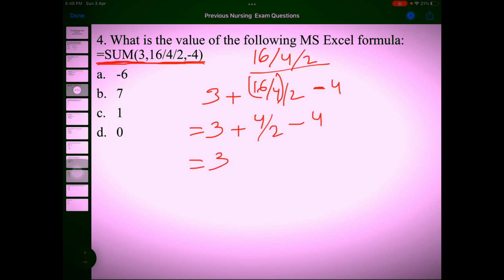So 3 plus 4 divided by 2 is equal to 2. So minus 4. So 3 plus 2 equal to 5. 5 minus 4 equal to 1. So the correct option here is option C, that is 1.